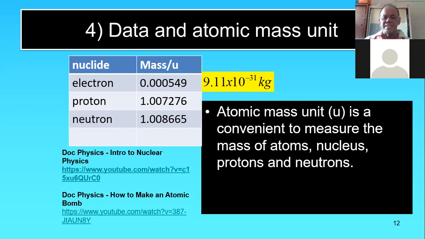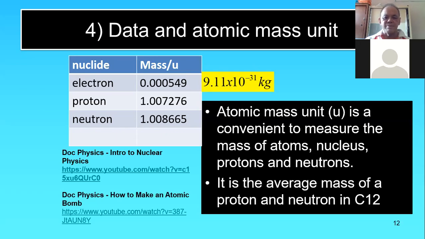Mass unit, as I say, is convenient. It's a unit for the mass of atom, nucleus, proton, neutron. Keep on stressing, it is the average mass of a proton and neutron in carbon-12.